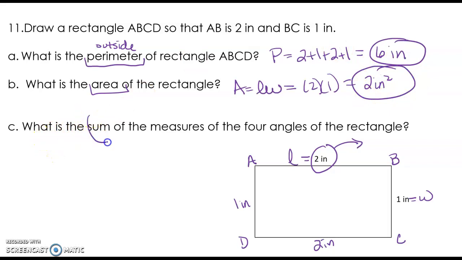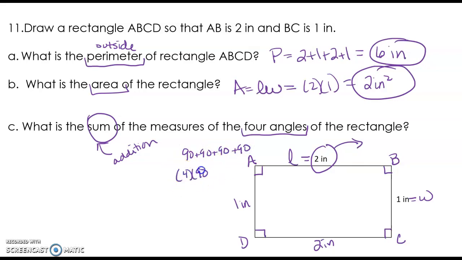C says, what is the sum? This is the answer to an addition problem of the 4 angles of a rectangle. So if each of these angles is 90 degrees, then I have 90 plus 90 plus 90 plus 90, or you could say 4 times 90, which is 360 degrees.